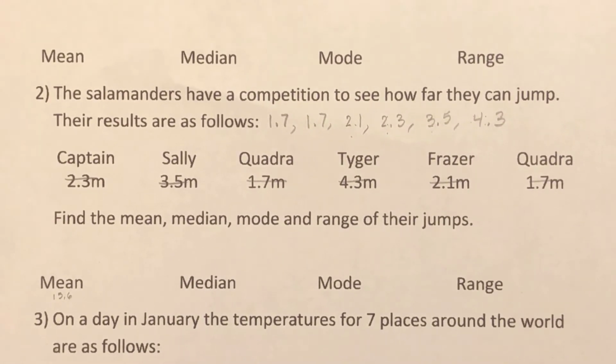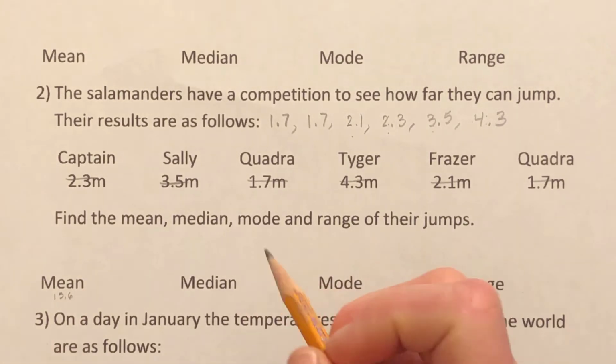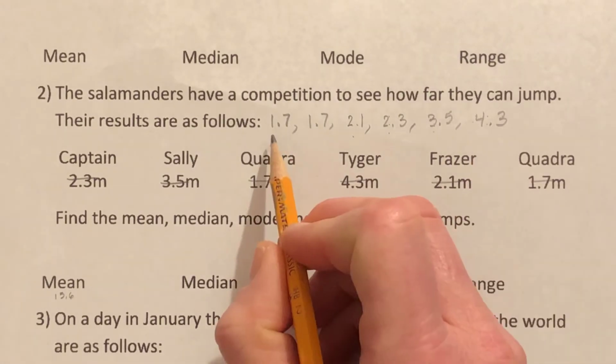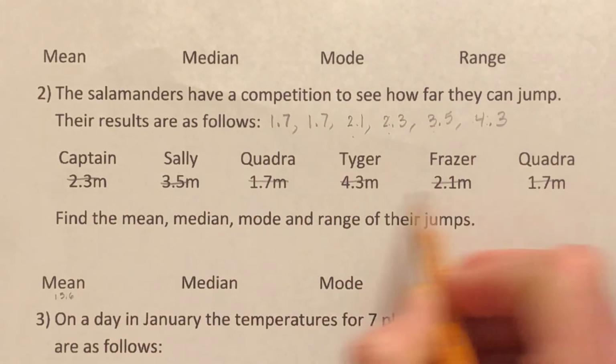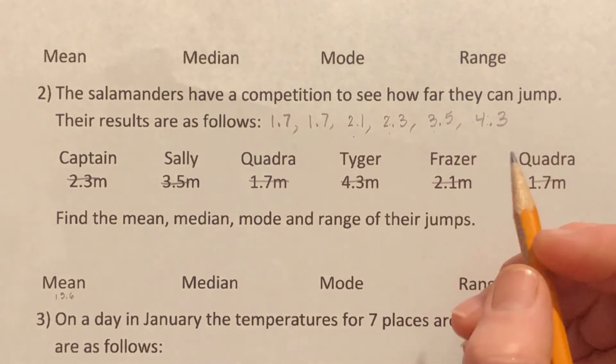The salamanders have a competition to see how far they can jump. Their results are as follows. I wonder if they're doing this because they're friends, or if the people are making them, or maybe this is a team. Who knows? First, I took all the different values and I put them in order from least to greatest. That's really the first thing that needs to be done.